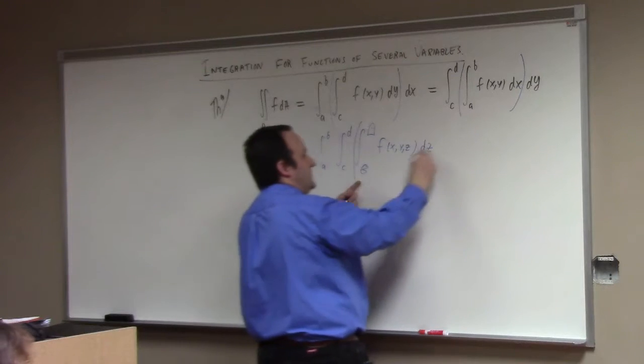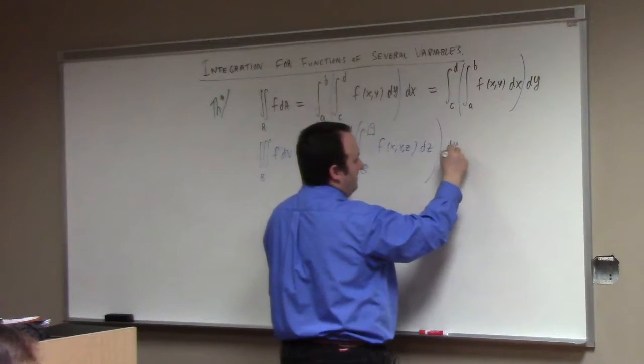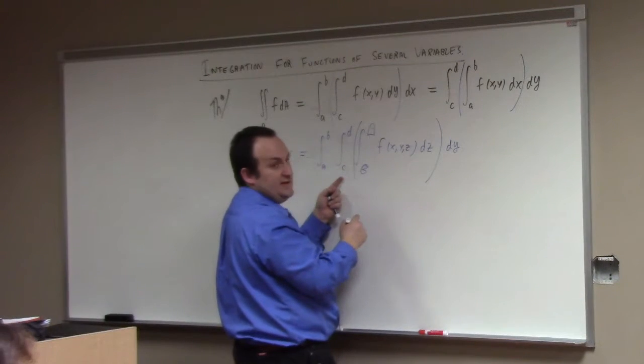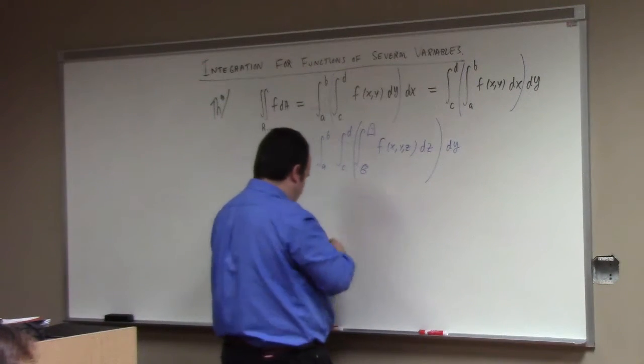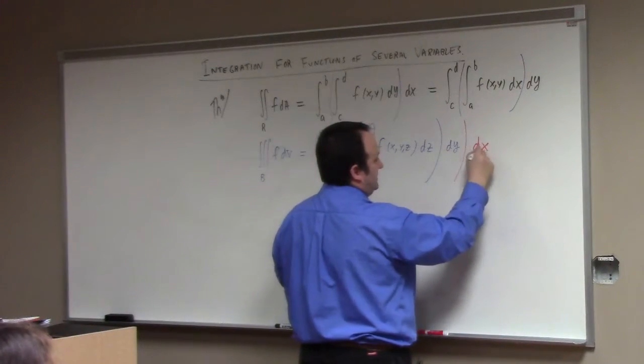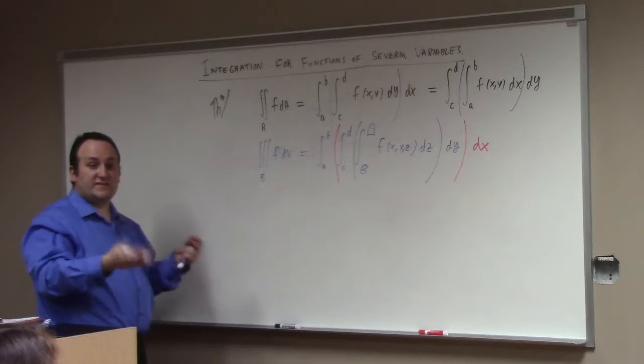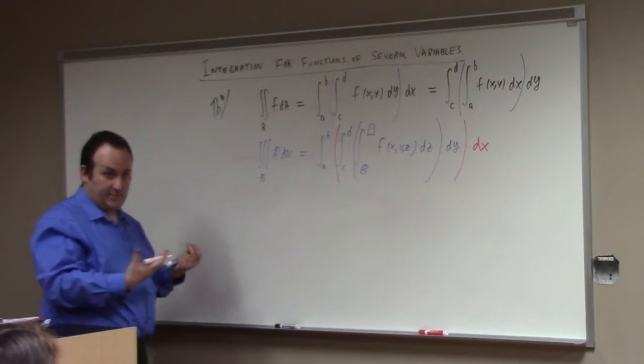You do that integral first. Then next, you do the integral over y, because that's what's paired with d and c. And then finally, you do the integral with respect to x. There's 6 different ways you can set this up.